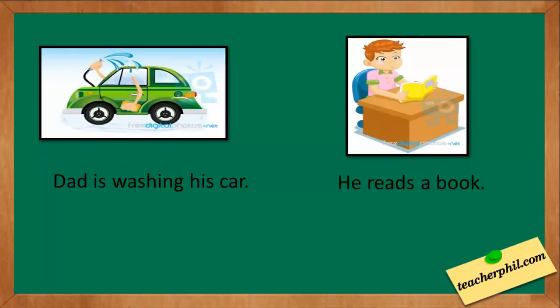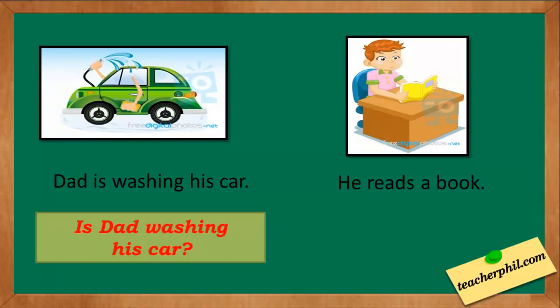Dad is washing his car. The answer is, is Dad washing his car? There are two verbs in the sentence, is and washing. Simply switch the subject Dad and the first verb is.